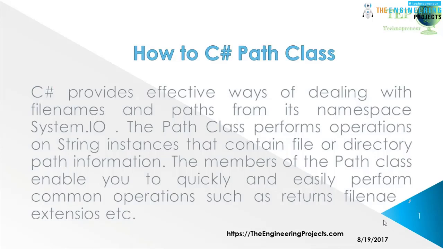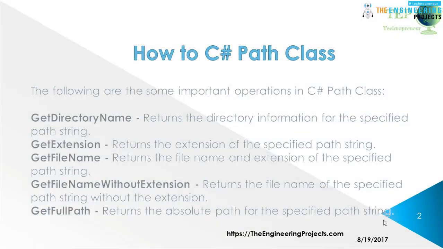In this video tutorial I will tell you how to get C# path by using the C# path class. C# provides effective ways of dealing with file names and paths from its namespace system.io. The path class performs operations on string instances that contain file or directory path information. The members of the path class enable you to quickly and easily perform common operations such as returning file name, extension, etc. The following are some important operations in C# path class.